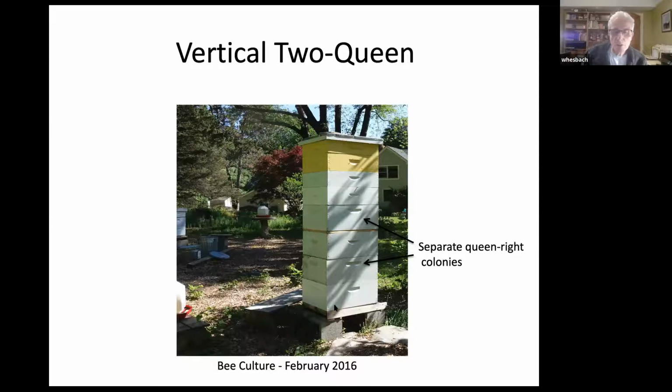Oh, there it is. That's where that Bee Culture article is. February 2016, that's where the article is. 2 really productive queens separated by a queen excluder. Now you can see that this colony gets pretty difficult to manage, right? But I'll explain the manipulation that gets you to this point in a little bit. But that's an example of a vertical two queen system.